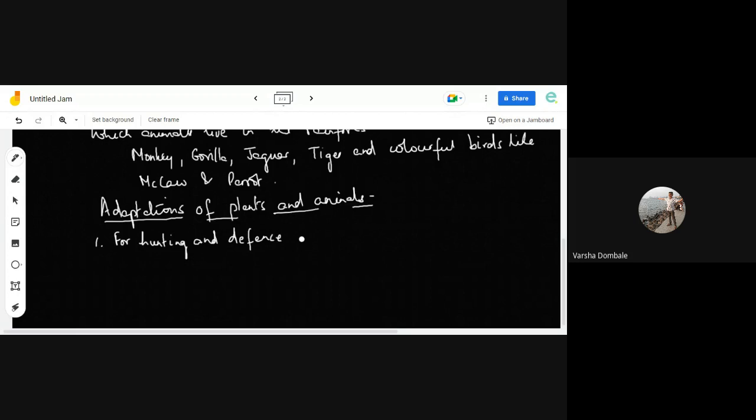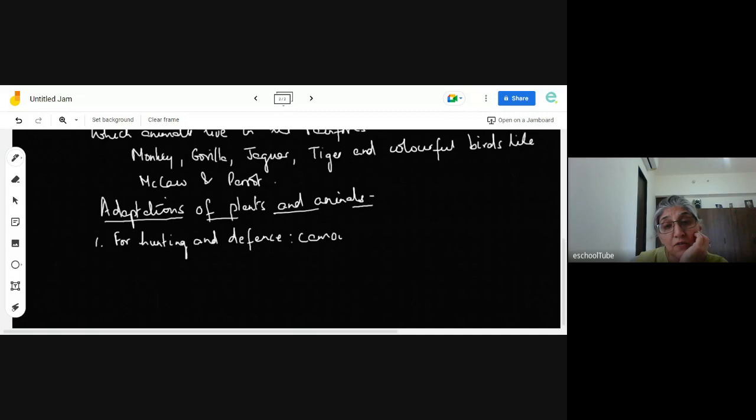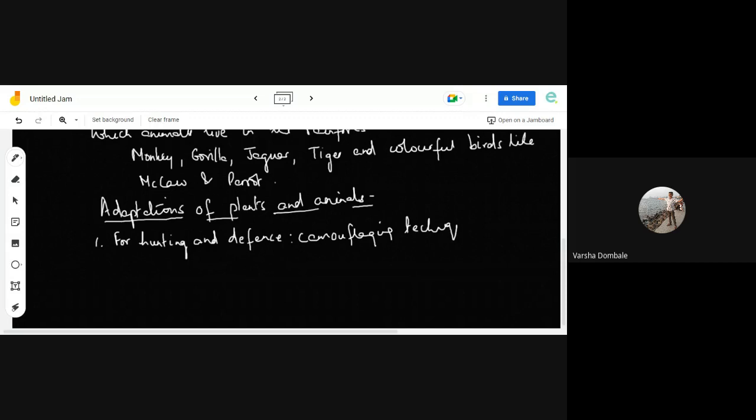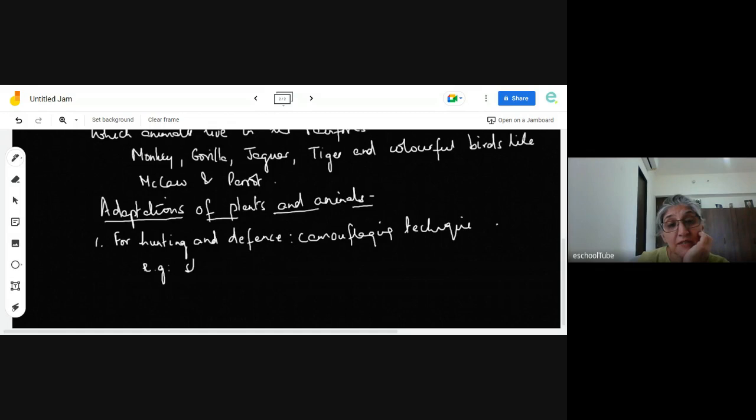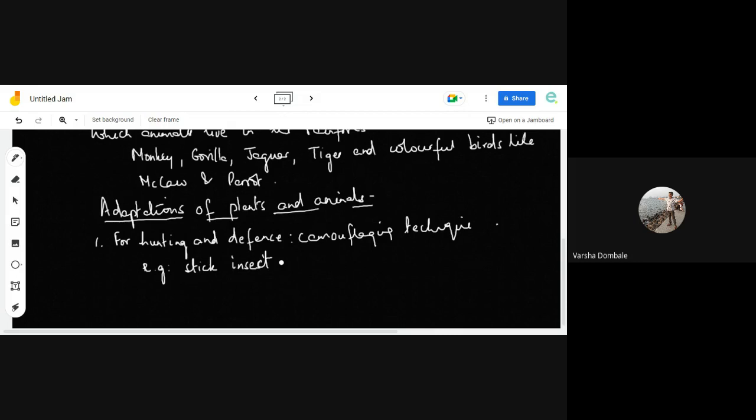We say camouflage technique. Okay. Yes, ma'am. And ma'am, the leaf insect also. For example, stick insect first. Yes, ma'am, stick insect. Miss, it can't be seen on the stem. It is like a stem only, like the bark of the tree. Stick insect, yes, looks like the bark of the tree. So it cannot be spotted.